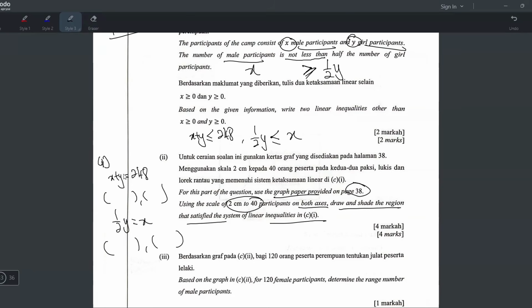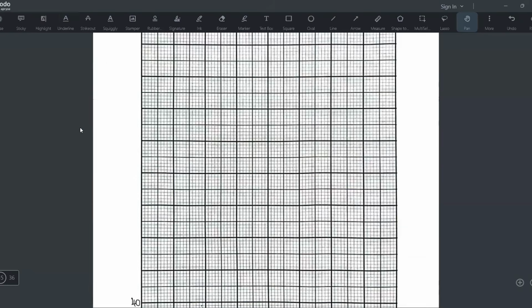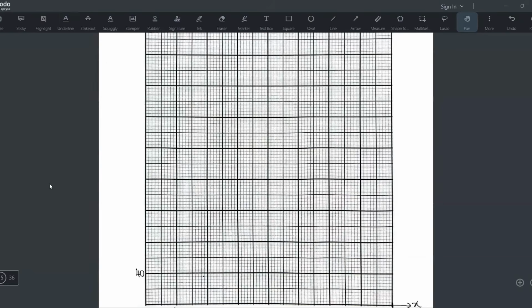Only slanted lines need points. So how do you know whether it's slanted or not? If it has X and Y, it must be slanted. Alright, let X be zero, Y be zero. When X is zero, Y is 248, and when Y is zero, X is also 248. So is it possible to plot this 0, 248? If it's not possible, then we change another point.